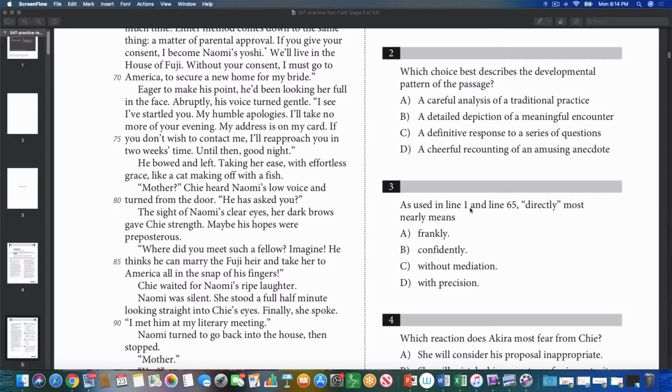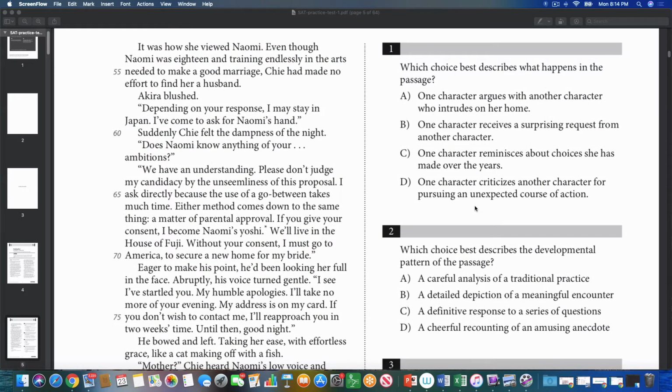I'm a visual person, so I like to remember with symbols and pictures and icons. And for the local questions, we are going to go directly to the line number mentioned and annotate that region. So, for example, I haven't read the passage yet, so I'm using this method where I'm going straight to the questions. The first question is asking me, which choice best describes what happens in the passage? So what happens in the passage is basically the central point of the passage.